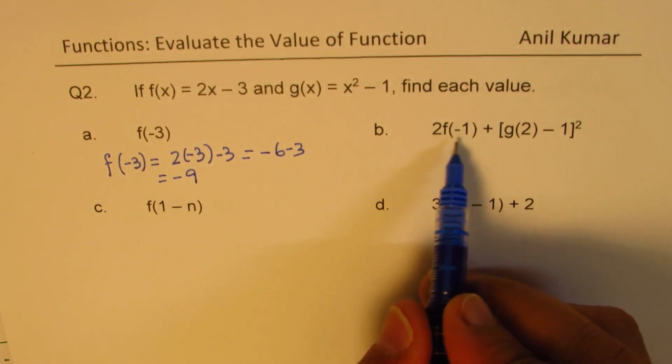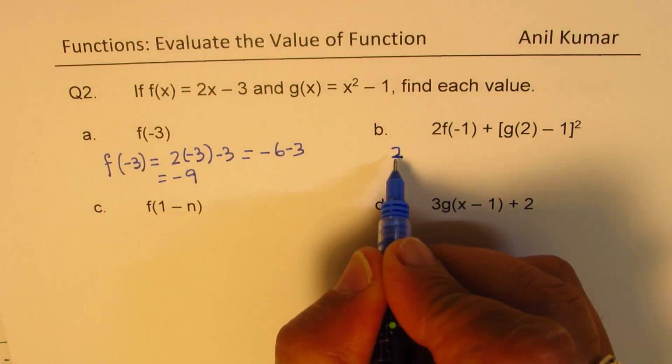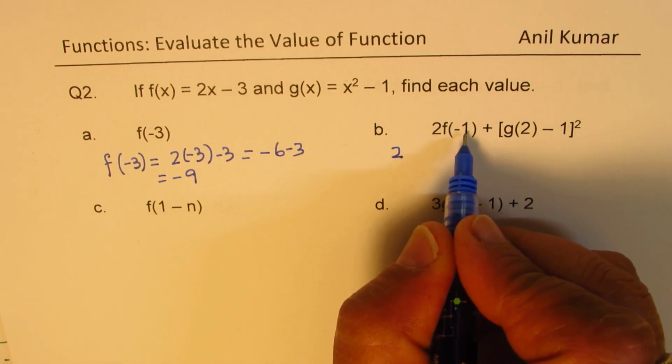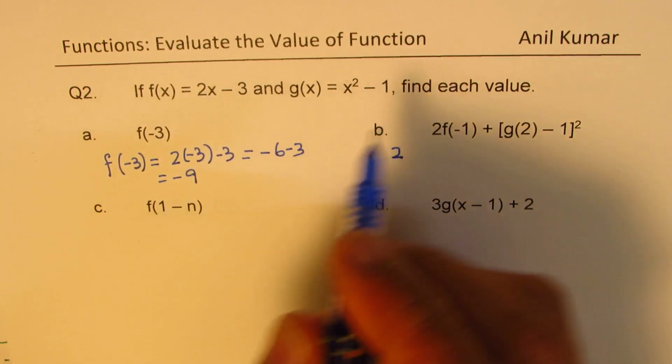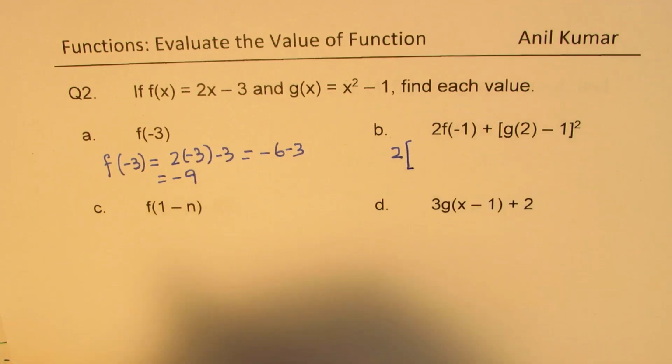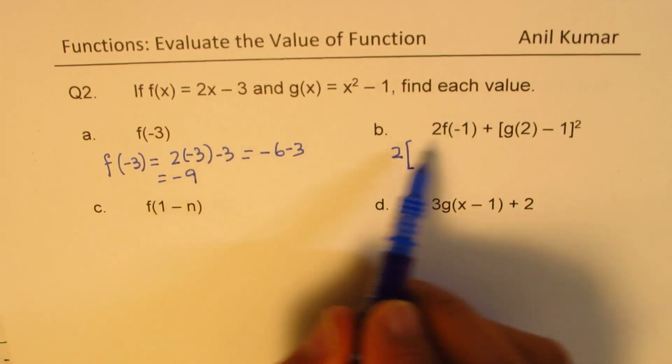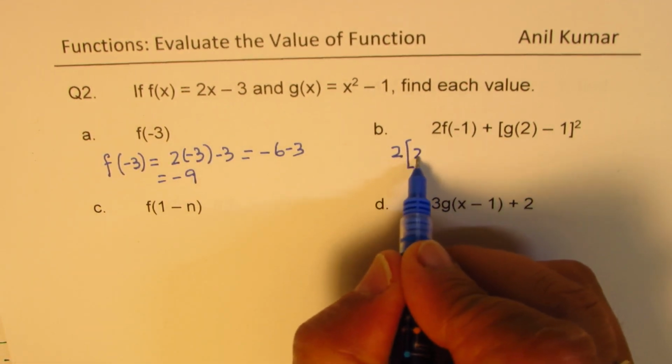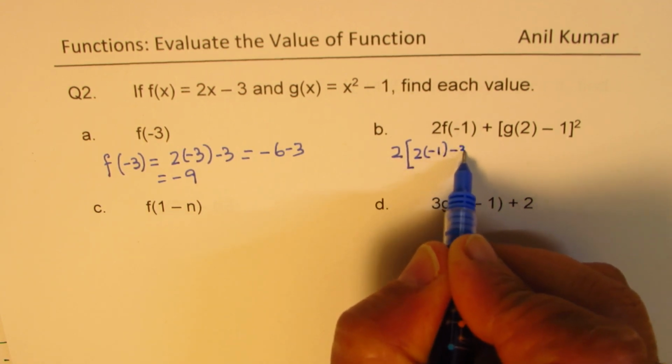Next one is 2 times f of minus 1. That means 2 times. Keep 2 as such. F of minus 1 means substitute minus 1 here, right? So let me use a bracket now. So we are using minus 1 for x. So we get 2 times minus 1 minus 3, right?